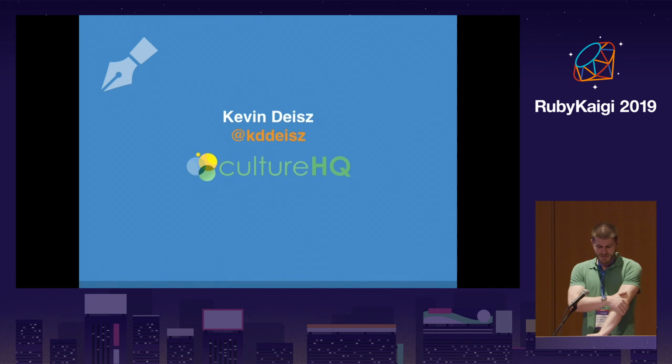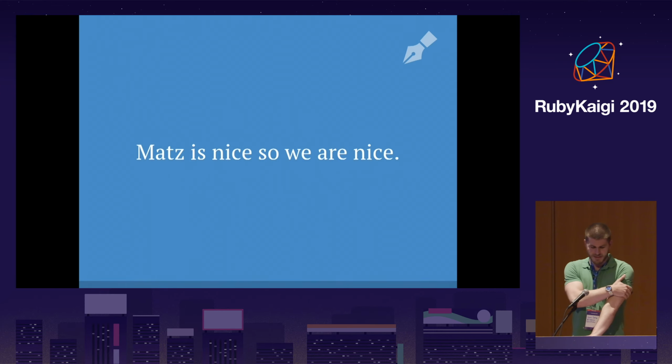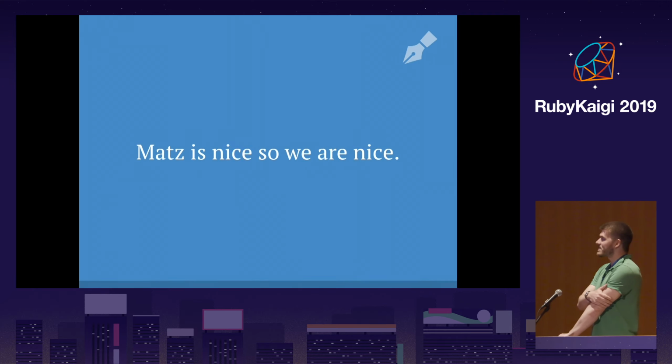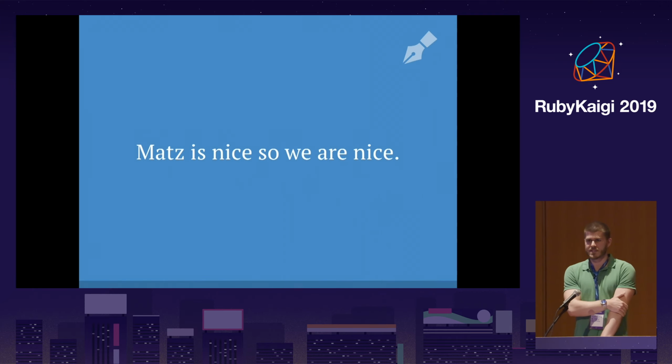So let's start with Minswan. Matz is nice, so we're nice. We're going to write a compiler that understands this sentence.